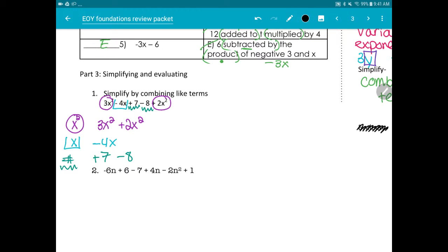Alright, so now we just combine those. So I have 3 plus 2 is 5, and I bring down my x squared with it. There's nothing to combine with the negative 4, so that stays. And then I have positive 7 minus 8. That gets me negative 1. So my final answer, we put these all together: 5x squared minus 4x minus 1.